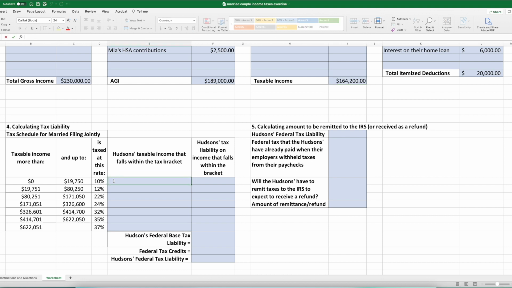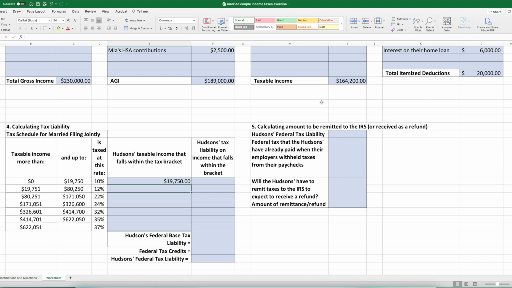And how many dollars are going to be portioned in this tax bracket? Well, the difference between the upper limit and the lower limit. So I subtract the lower limit from the upper limit, inserting this formula. And so $19,750 of their income falls within this bracket.